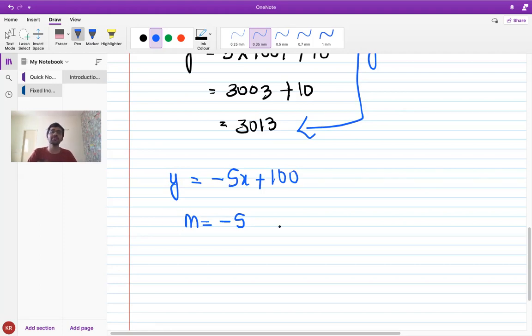Therefore, if m is negative, it means that x and y have an inverse relationship. If m is positive, if the coefficient of x is positive, then x and y have a direct relationship. They move in the same direction.